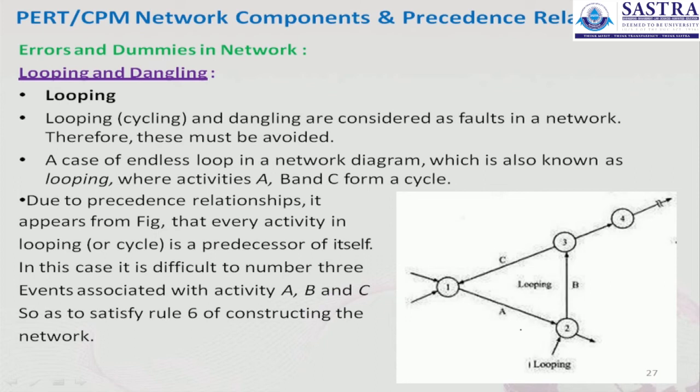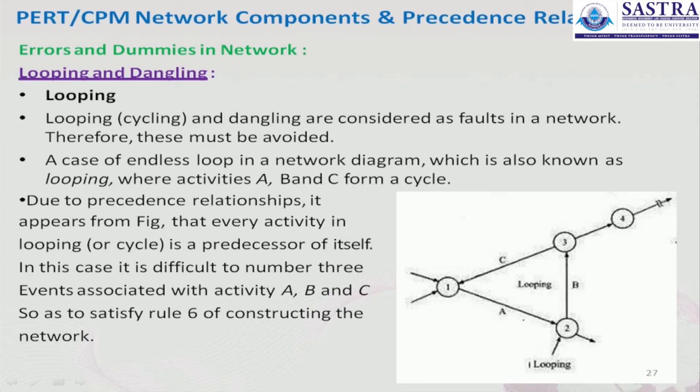Take the case of an endless loop in a network diagram, which is also known as looping, where activities A, B and C form a cycle. Here it is A, here it is B and C. So there is a looping. It starts from A and goes to B, and again comes back to A through C. The numbers are displayed here through events 1, 2, 3. So A, B, C are the activities.